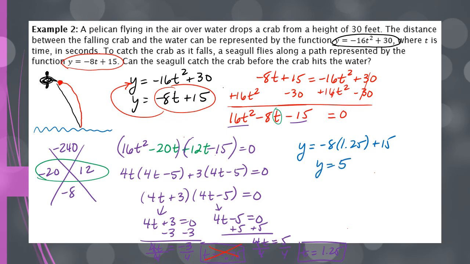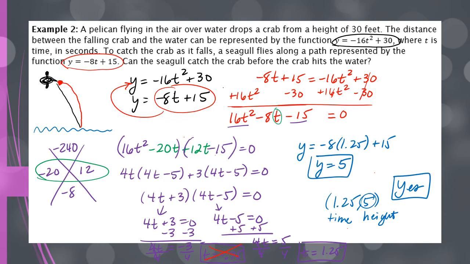Okay, so let's talk for a second. My solution here is 1.25 comma 5. The 1.25 represents time, so that's saying after 1.25 seconds, and then my y value represents the height, or you could also say the distance above the water. So since this is a positive number, what it means is that the seagull will be able to catch the crab 5 feet before the crab hits the water. So the answer to the question is yes, he will be able to catch the crab 5 feet before it hits the water.